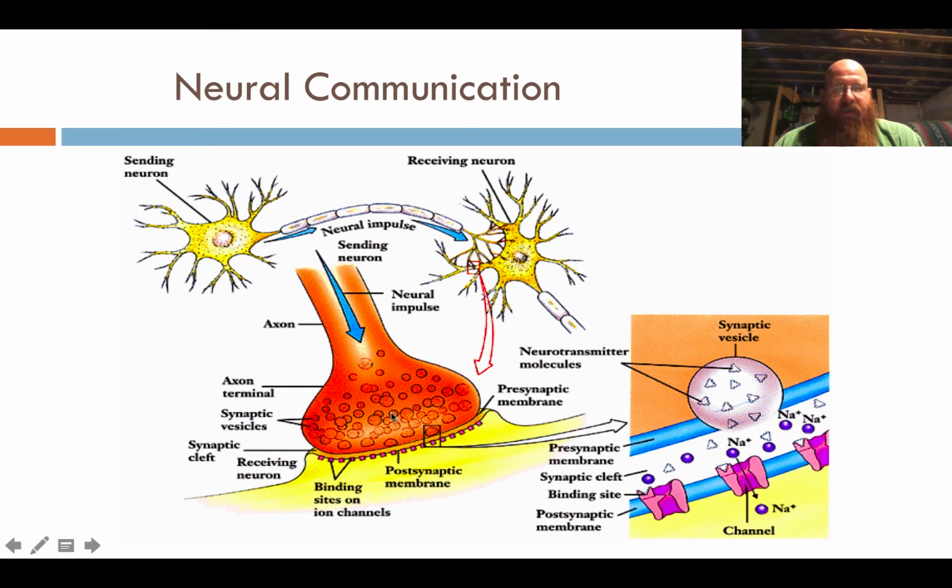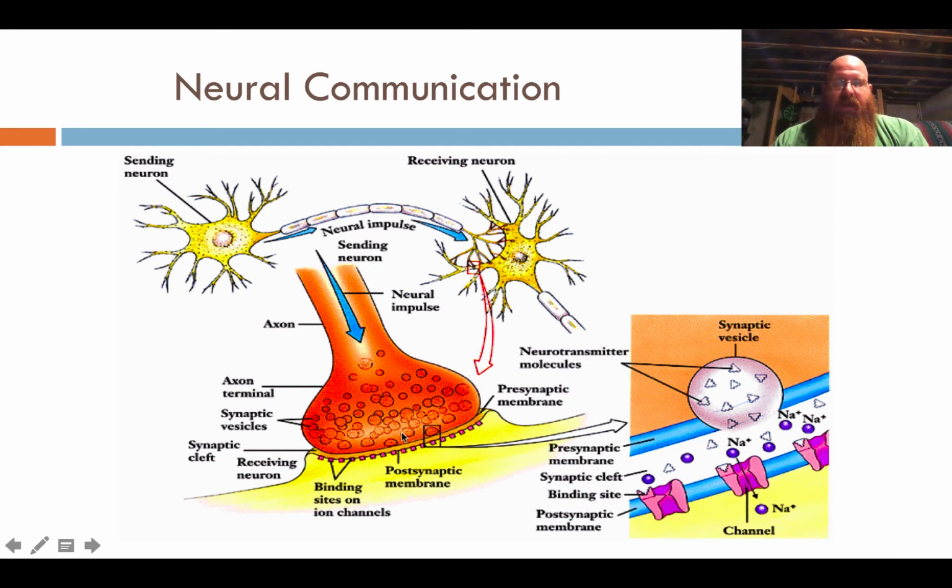And when the synaptic vesicles rupture, the neurotransmitters, the chemicals, flood into the synaptic cleft. That is the area between the button and the receiving neuron, or the dendrites. It's labeled here as a presynaptic membrane. All right, but again, they're not really touching. They're really close, but they're not quite touching.